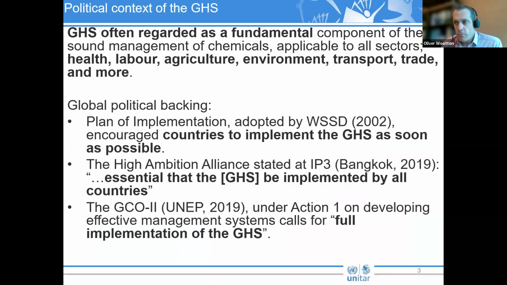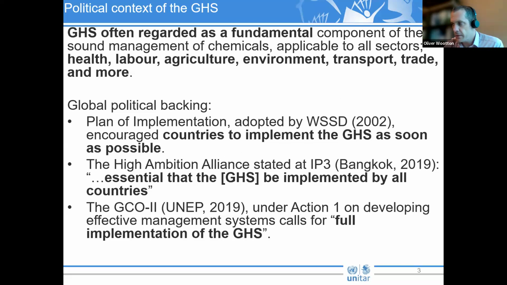So as many of you know, the GHS is often regarded as a fundamental component of the sound management of chemicals, applicable to all sectors. We talk about health, labour, agriculture, environment, transport, trade, and more. We go back to 2002, the plan of implementation by the World Summit on Sustainable Development that encouraged countries to implement the GHS as soon as possible. Of course, we're now in 2024 and still very much working on this.